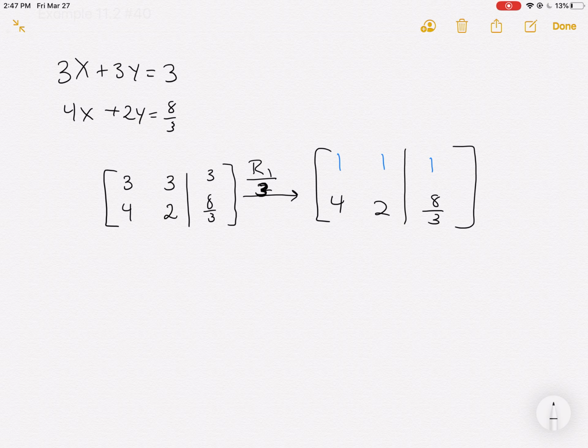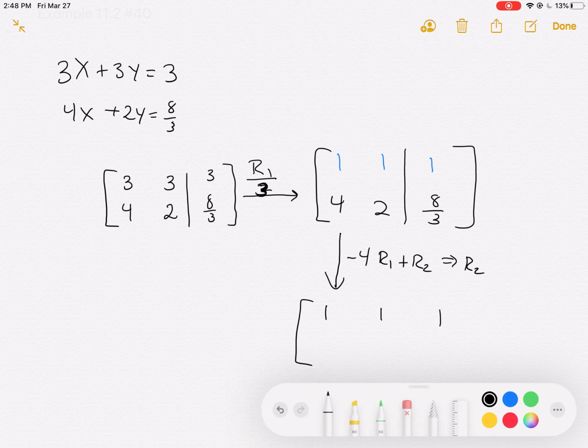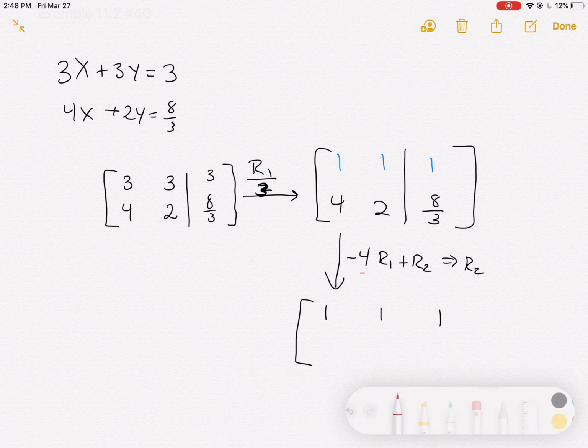Well, I could do this. I could take -4 times row 1, add it to row 2 to produce a new row 2. That's my notation. I don't know what the book's going to do, but I usually try to describe what I'm doing and also which row is being replaced. So, I'm going to leave in black what stayed the same from above. So 1, 1, 1 is not changing. But now I'm going to put the work in a different color here. The work is going to be in red.